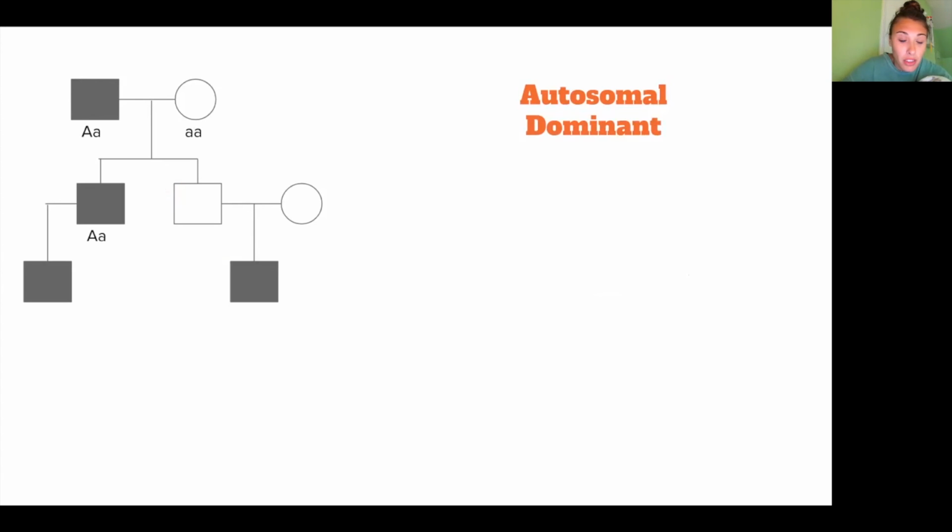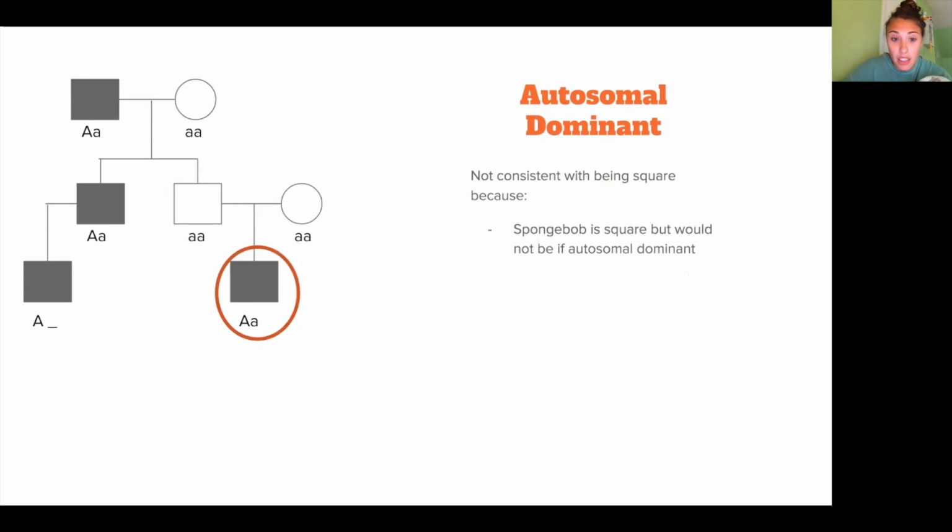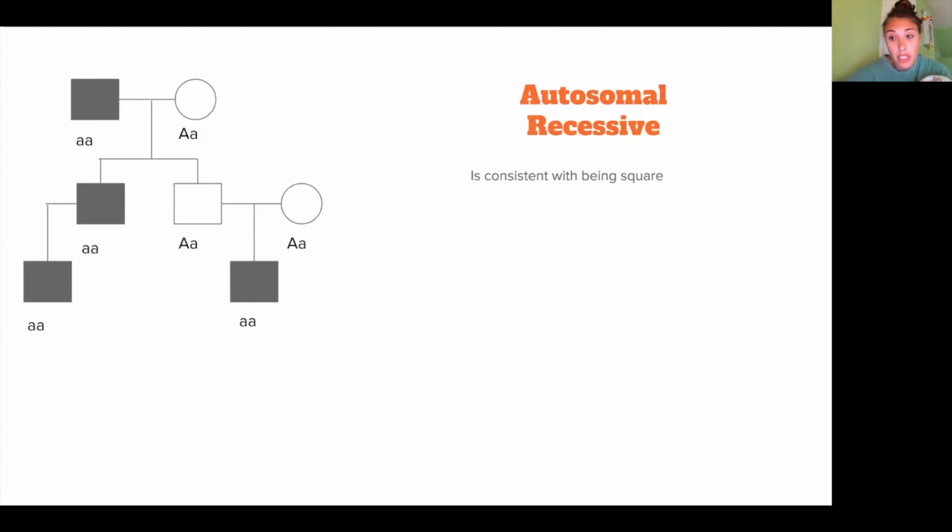Autosomal dominant, you see that it works almost till the very end, but we see that SpongeBob is square, so he would need a dominant allele, but that's not possible because both of his parents are recessive, circular shaped, so that one would not work. And now autosomal recessive, we can see also is consistent with the trait of being square in this pedigree.